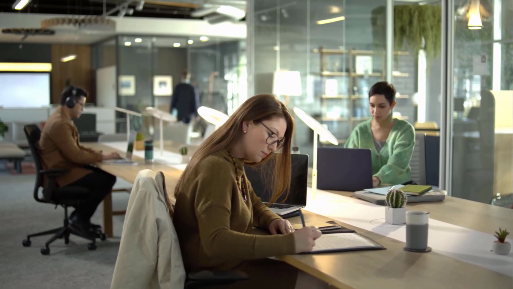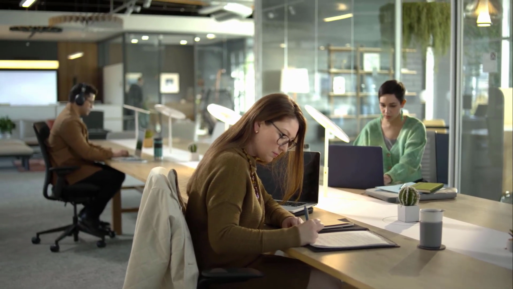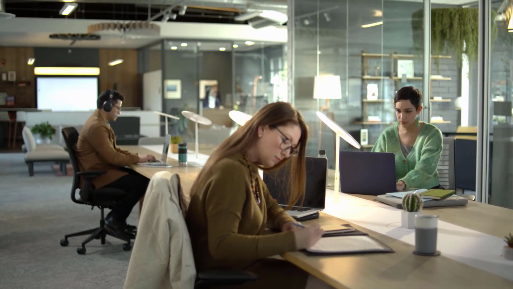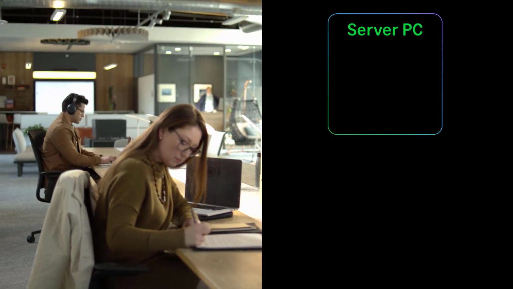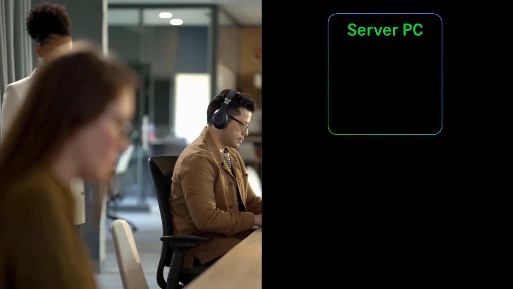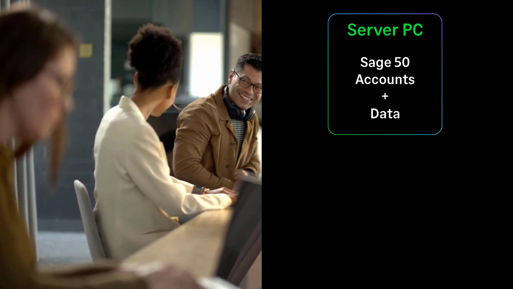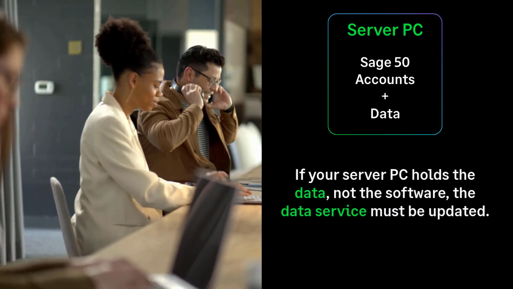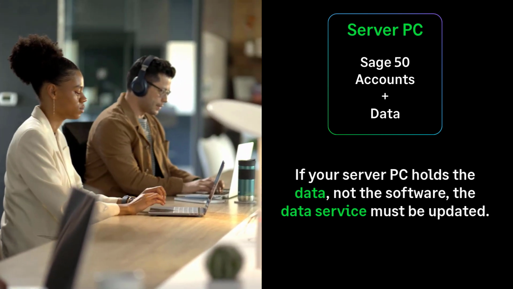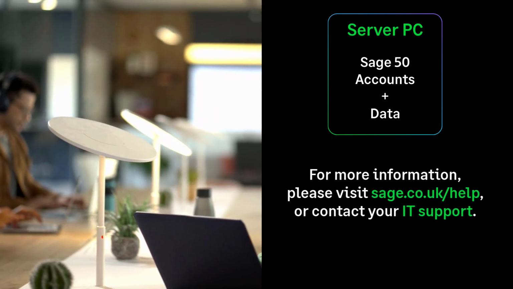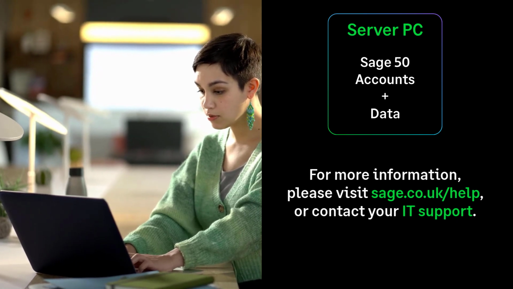In this video, you'll learn how to upgrade your software to the latest version of Sage 50 accounts. For a multi-user installation, there will be a server PC, or a PC acting as the server for Sage 50 accounts. This will generally hold both the Sage 50 accounts software and data. Note: if your server PC holds the data, but not the software, the data service must be updated. For more information on this, please visit the Sage Help Center or contact your IT support.